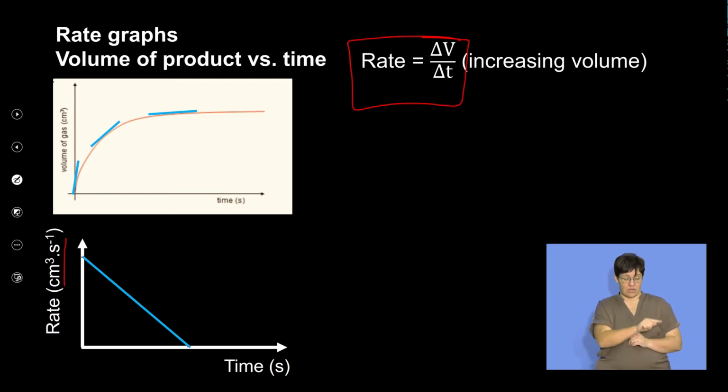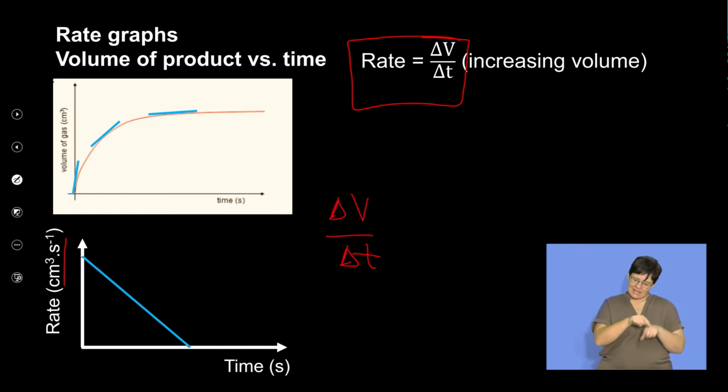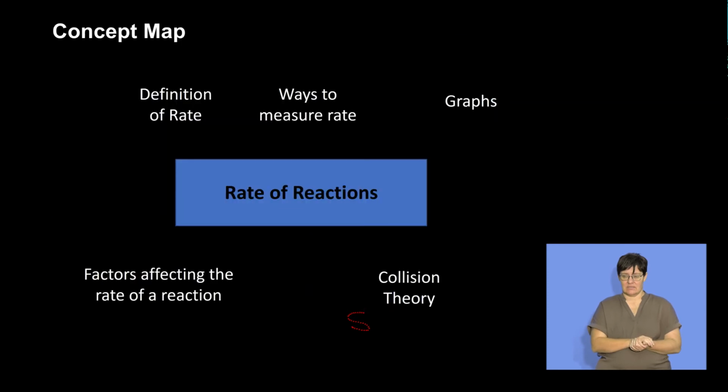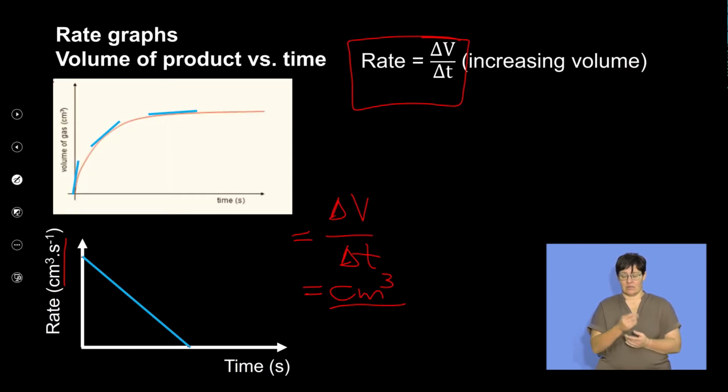Just look at the unit of the rate there. Because we were working with delta V over delta T, we were actually working with centimeters cubed over time, which is seconds, and our unit here will be centimeters cubed per second.